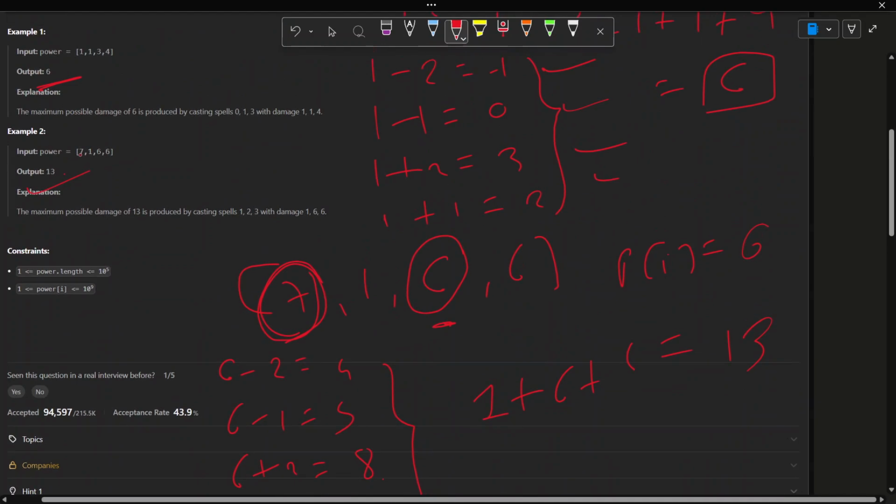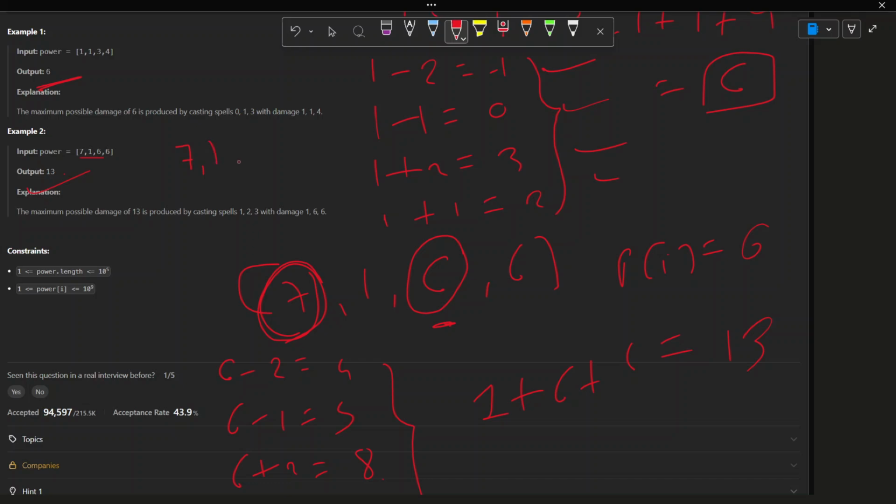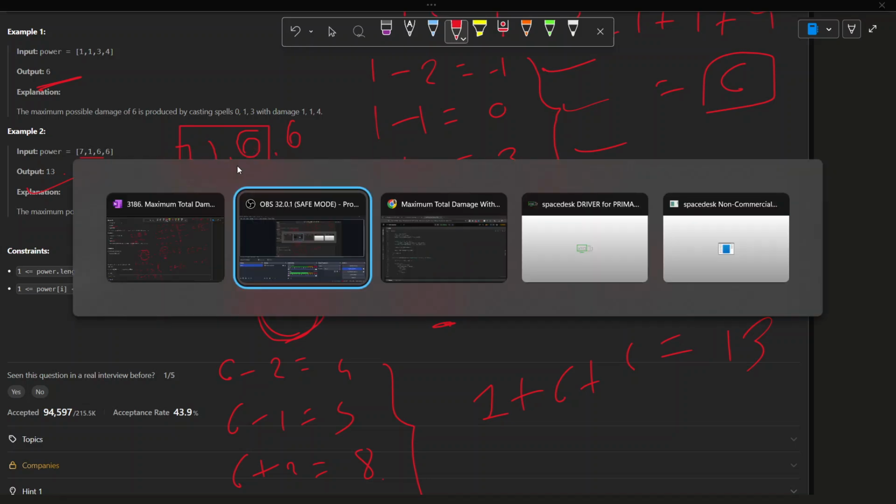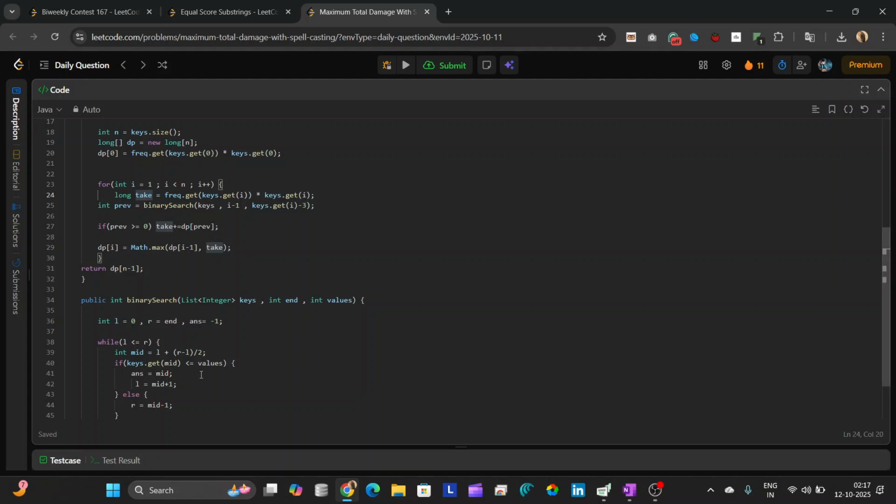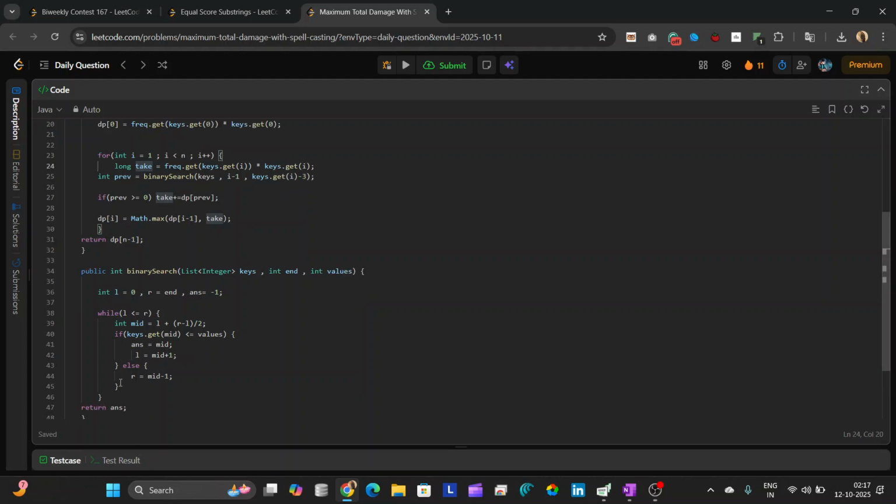So you need to check here, for example 7 1 6 7 1 6 and 6. Starting index equals 0, and ending index, let's suppose, 2. So 0, 1 and 2. In this we are finding the rightmost element and returning it. We are finding it with the help of binary search and returning the answer.